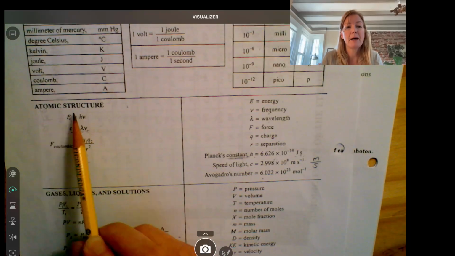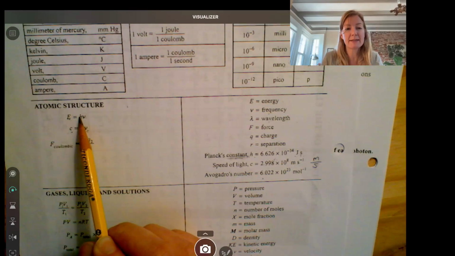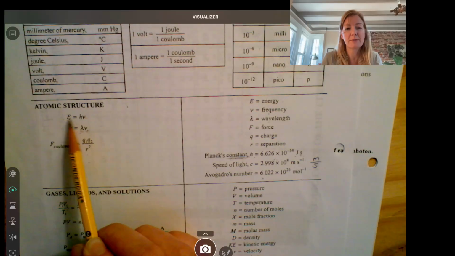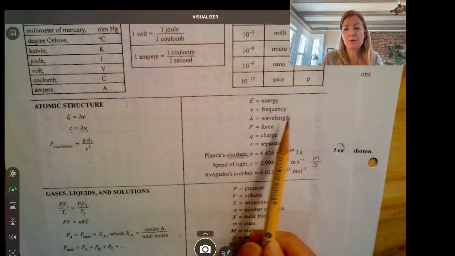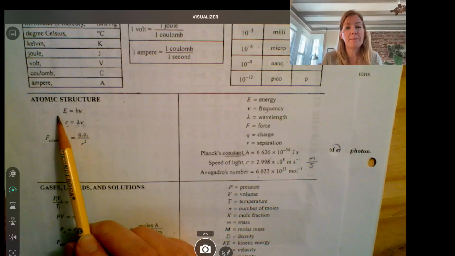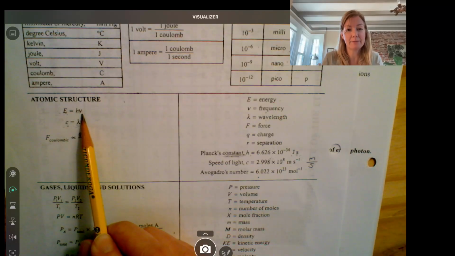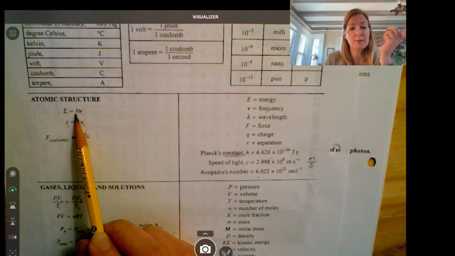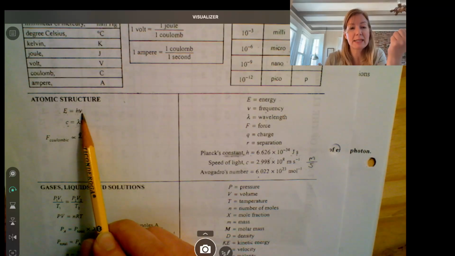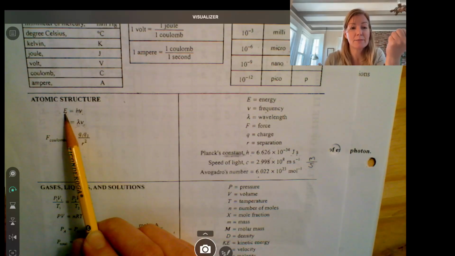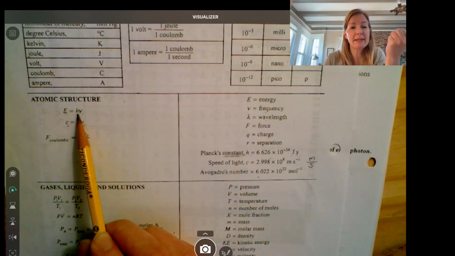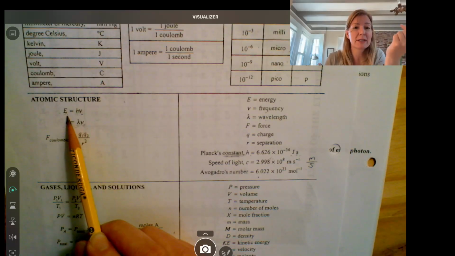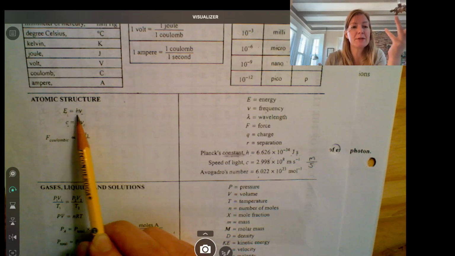Up here, h is the constant, okay, whereas E and nu, the energy and the frequency, must be directly related, right? Because they're on opposite sides of the equal sign. So h is always the same thing. As frequency gets higher, energy must be getting higher, right? As frequency gets lower, the energy is going to get lower, okay, based on this equation.